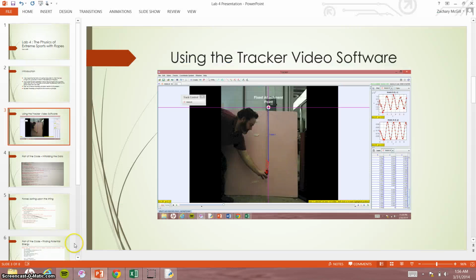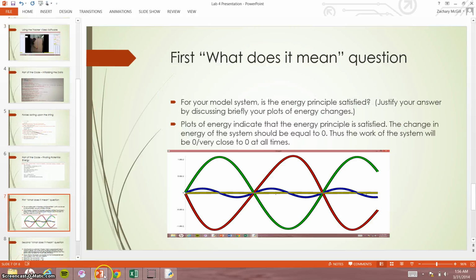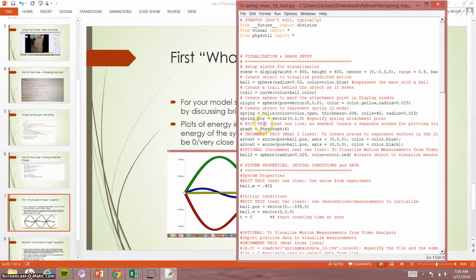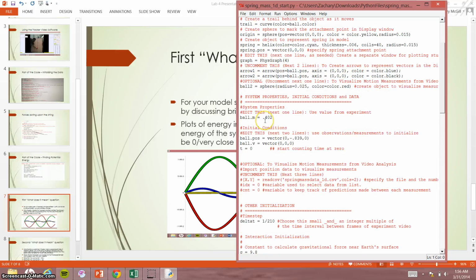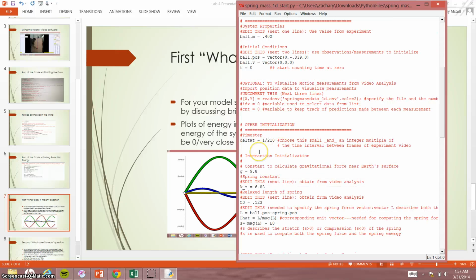I'm going to go ahead and skip down to actually looking at the code itself instead of these screenshots. So the first thing you'll see is a setup window, which is really nothing too interesting to talk about here. Some initial conditions: we have the ball's mass at 0.402 kilograms, the ball's initial position, which was given to us in the video, a small delta t value as is usual, constants for both gravity and spring constant, as well as the initial relaxed length of the spring. These values can be found using the method used in the example video. Used the exact same method, got almost identical values.